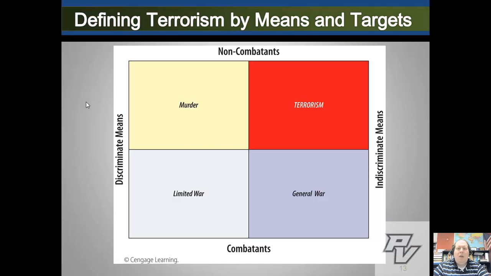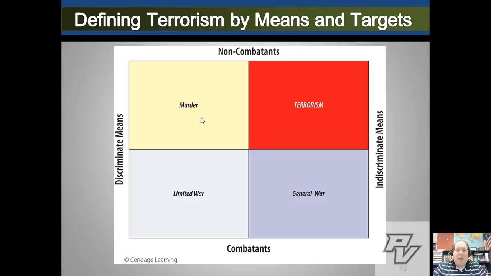There is a great and very easy way for us to try and define terrorism, both by the means and the targets. When we talk about any kind of war that uses very discriminate means, meaning very specific targeting, and only focuses on combatants, military efforts, that would be limited war, which is what we see in this bottom left-hand quadrant. When we're still using those same discriminate means, but instead we're aiming at non-combatants, that's murder, plain and simple. When you are planning and plotting something and you're aiming for someone who's not otherwise involved in a conflict, that's murder. It's a war crime, and it's something that can be prosecuted by the International Criminal Court.